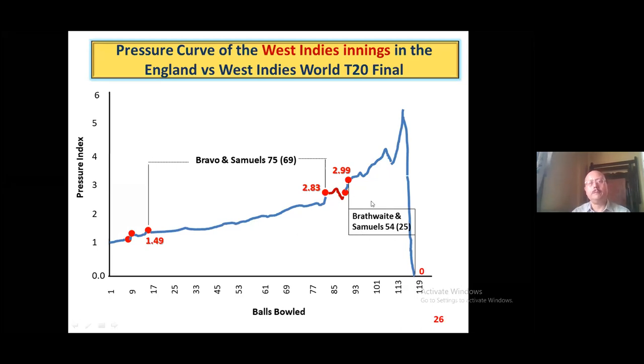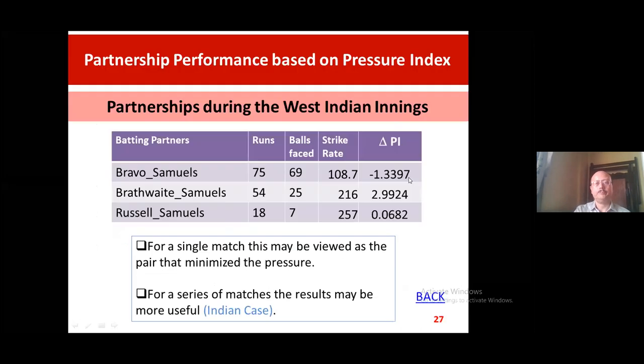The other partnership involving Samuels that we want to look at is this one, where Brathwaite and Samuels scored 54 in 25 balls. And in this partnership, there is also an increase in the pressure up to 2.99. So how do we evaluate them? How do we evaluate these partnerships using our metric?